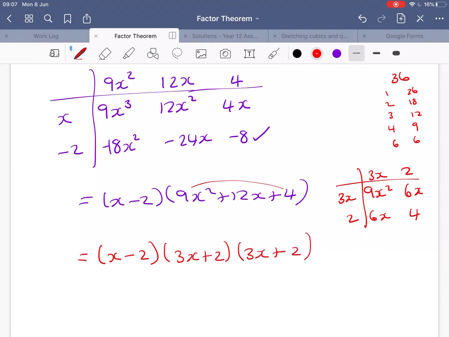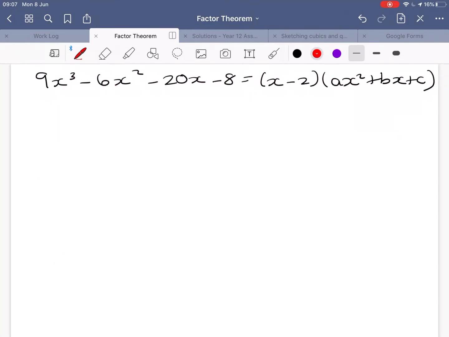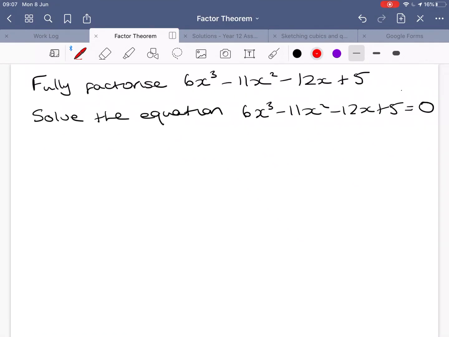Okay, and this is okay. It's just called a repeated factor, a factor that's repeated. So actually, if I wanted to be a bit more clever, I could write this as 3x plus 2 squared. You don't have to do that because both of those are fully factorised. But I've got x minus 2 times 3x plus 2 squared.